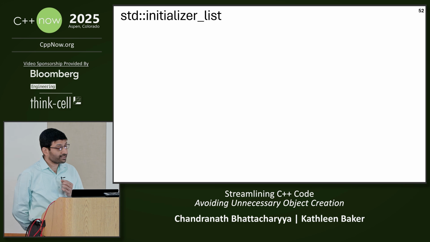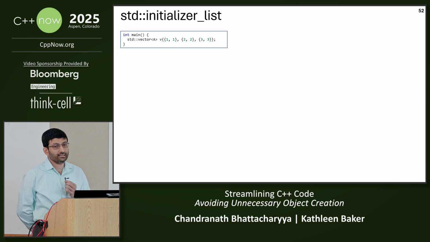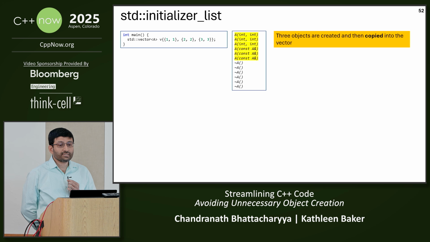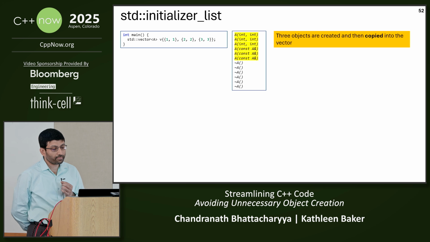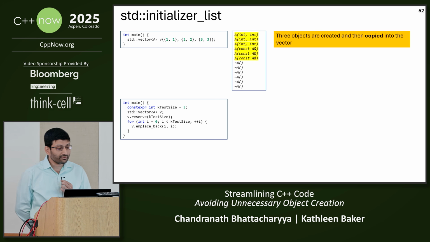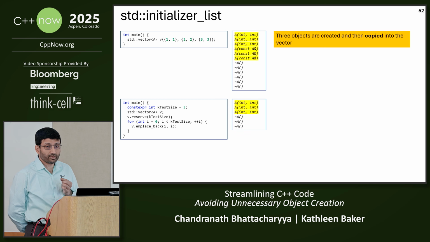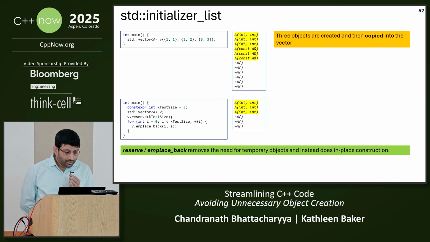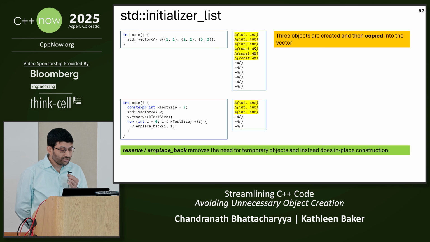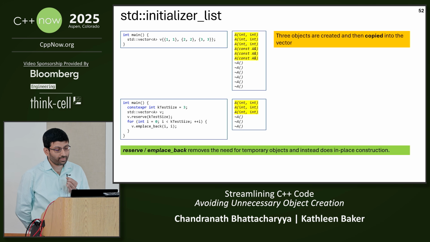So this was the example that Kathleen actually pointed to. Here we are creating a vector of our type A using the initializer list constructor, and this is definitely not optimal. As you can see, 3 objects are getting created, and then they're getting copied into the vector. What do we do? We can reserve and emplace back. With that, as you can see, we do get the emplace construction. So the guidance is to use this reserve emplace back paradigm. It removes the need for temporary objects and instead does in-place construction.